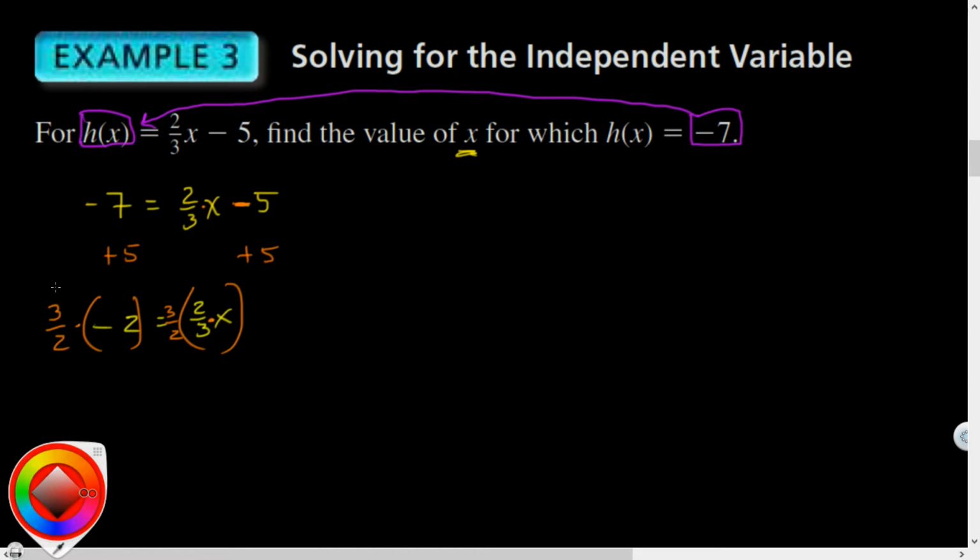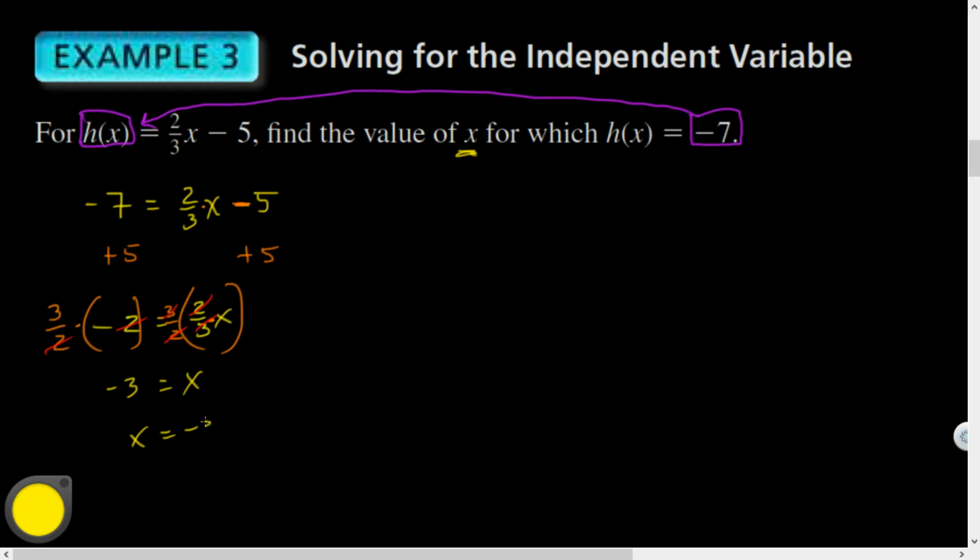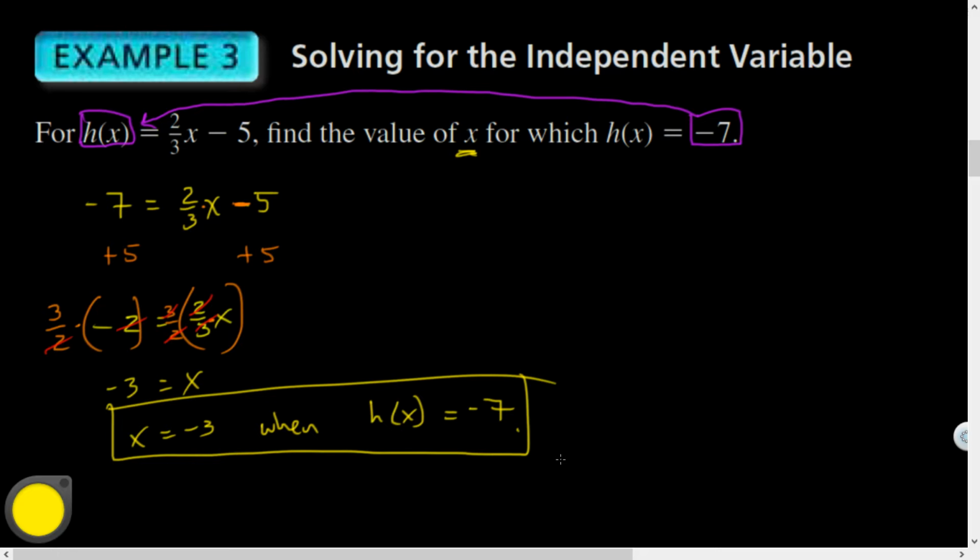So behold what happens here. I get x by itself. One move, bam, destroyed that fraction. And over here, actually I can cancel out this 2 with this 2, and I'll have 3 times negative, which is -3. I'm going to write this in 2 steps, is equal to x, or x equals -3. Okay? So x equals -3 when h of x equals -7.